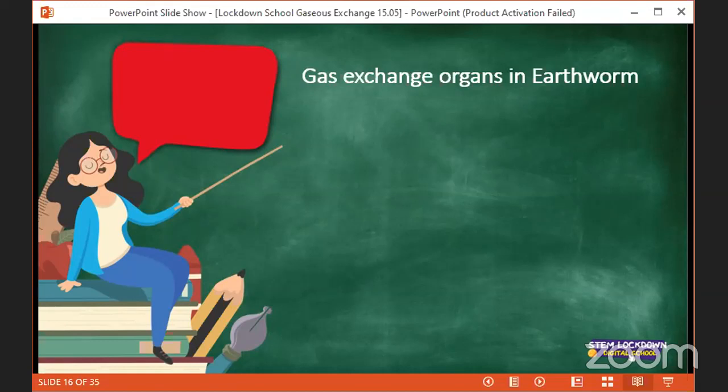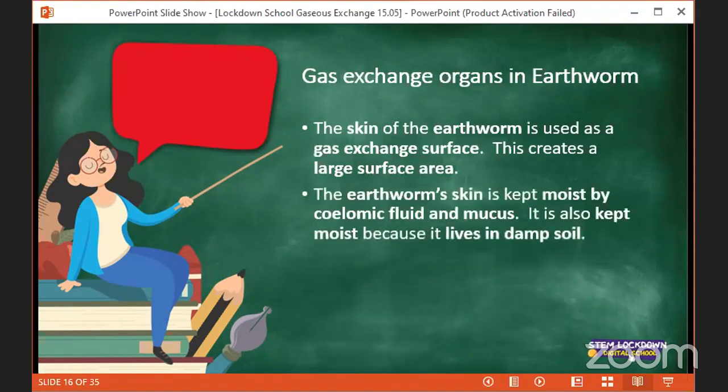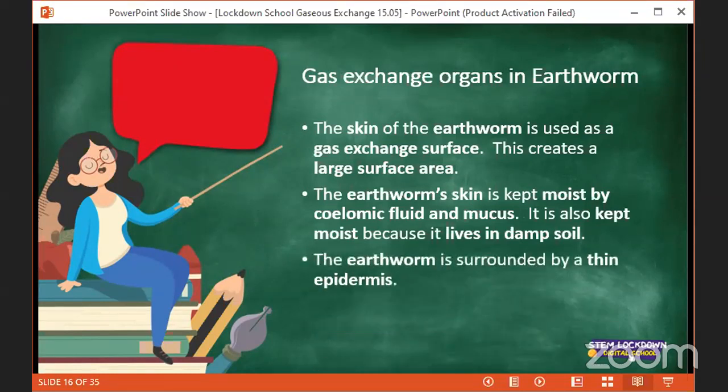Right, let us look at the earthworm in much detail. So the skin of the earthworm is used as the gas exchange surface. This creates a large surface area, right? The earthworm's skin is kept moist by coelomic fluid and mucus. It is also kept moist because it lives in damp soil, right? The earthworm is surrounded by a thin epidermis.